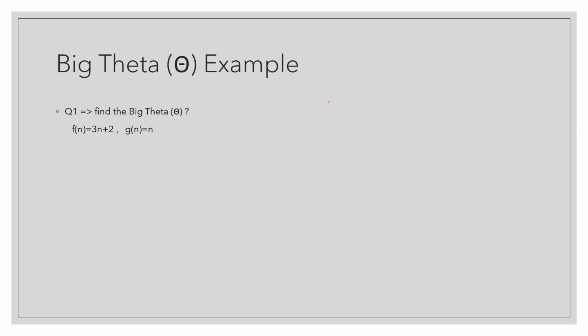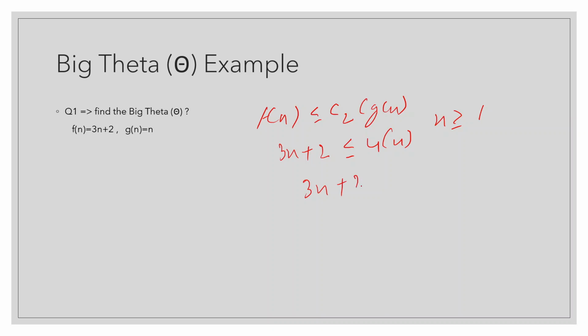Let's see an example. I consider the same example here. So how do we do that? Here we already see that f(n) is equal to c2 g(n). So 3n plus 2 is less than or equal to 4n, and n is greater than or equal to 1. Then after that we can say that 3n plus 2 is less than 4n. This is our upper bound condition, where c2 is 4.